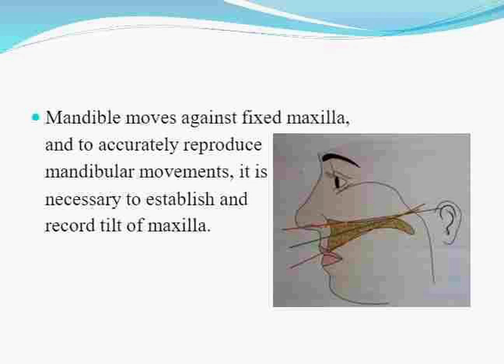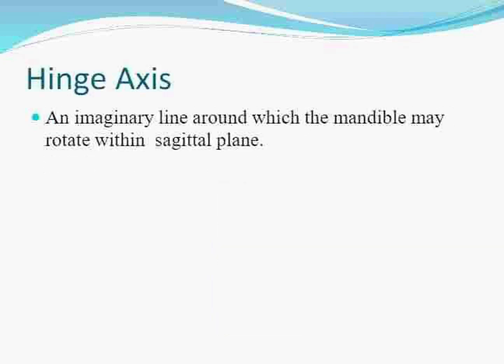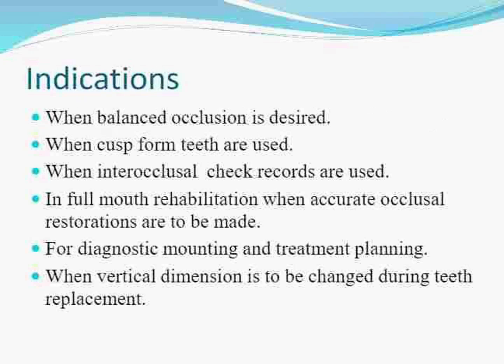For this, it is necessary to establish an accurate plane of occlusion, which can be used as a reference for obtaining occlusion or arrangement of teeth. It records the angulation of the maxilla, that is, a plane that should be formed with at least 2 points in the posterior region and one anterior reference point. For that, we need to know what is called the hinge axis, which is an imaginary line around which the mandible rotates from one center of the condyle to the other.